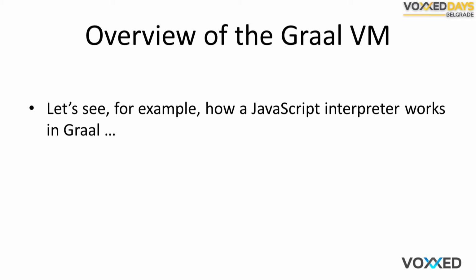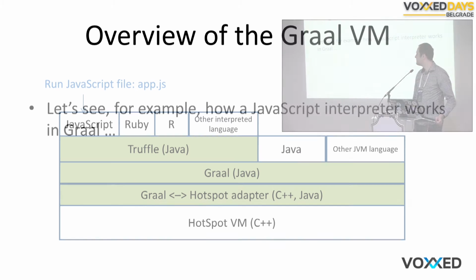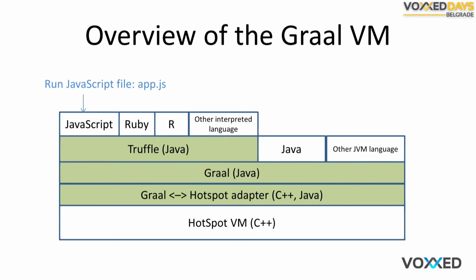Now, let's see, using the same picture, how basically a JavaScript program is executed using Graal. So first of all, you write your JavaScript file, you create a parser for it, and you run it.